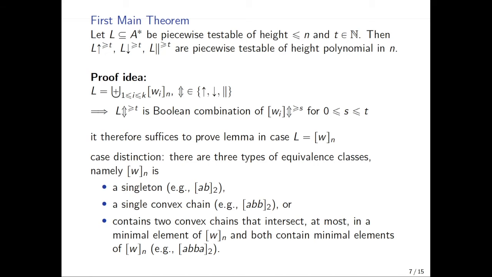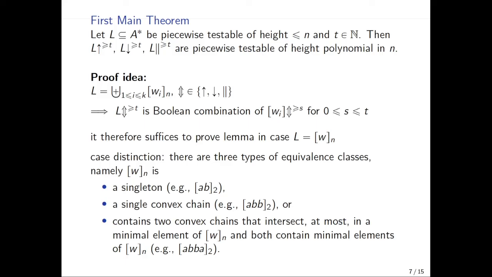These 2 convex chains might intersect, but only in a minimal element, if at all, in a minimal element of the equivalence class. And the third property is that they are in a sense maximal chains in the equivalence class, that is, they are infinite and go down to some minimal element, so it cannot be extended downwards. And as before, both of them are convex.